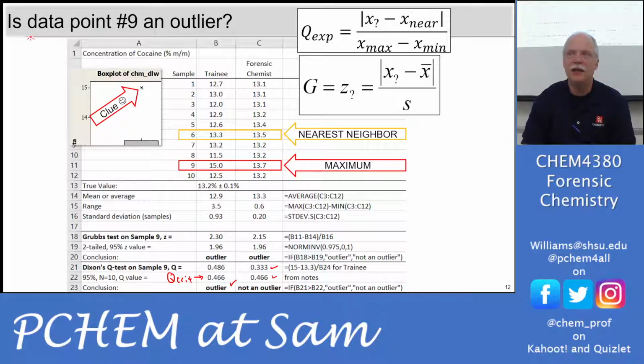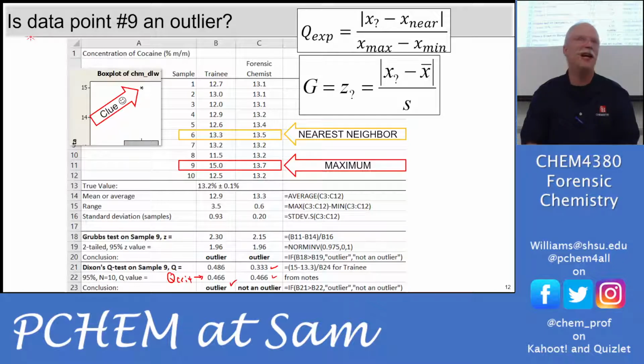Which one of these took into account the number of data points we had? The Q test. The Z transform is based on a population, and we don't have a population. We've got 10 data points. And so even though the Z transform, the Grubbs test, is telling us this is an outlier, it thinks we really know what that standard deviation is. And we may not know it, right?